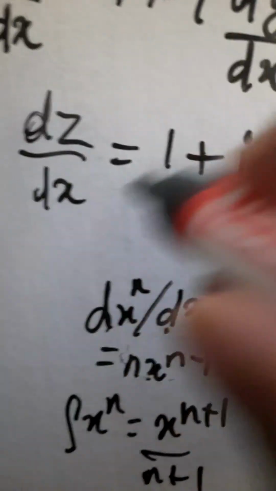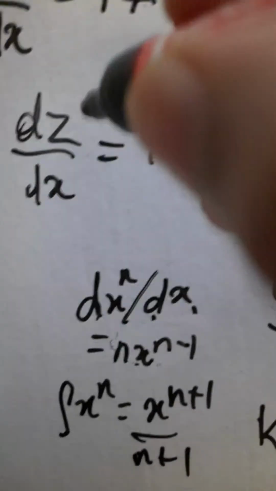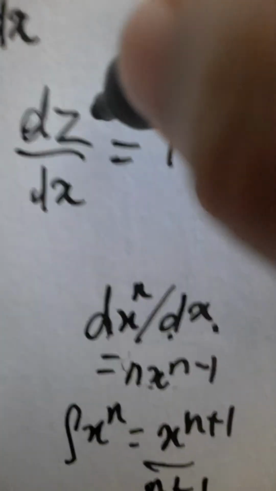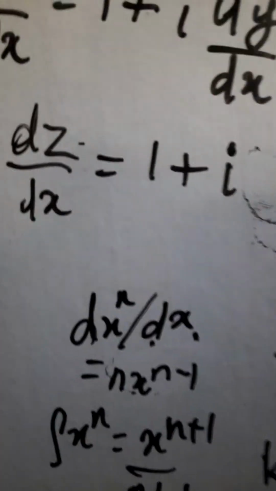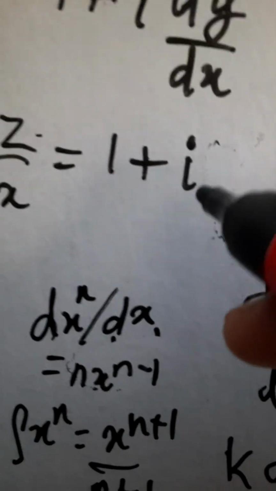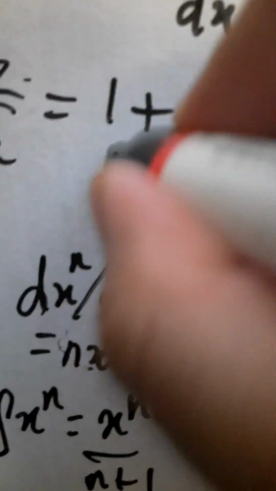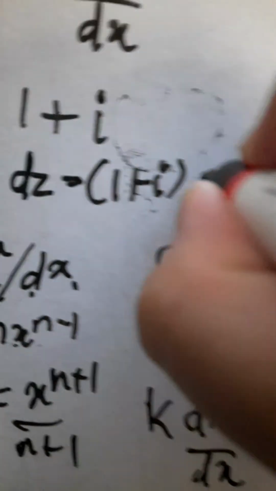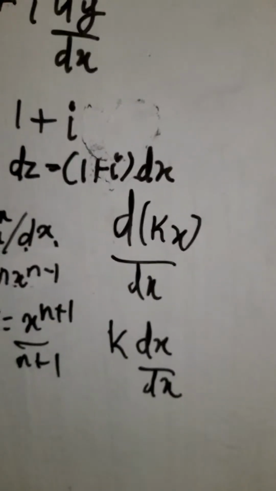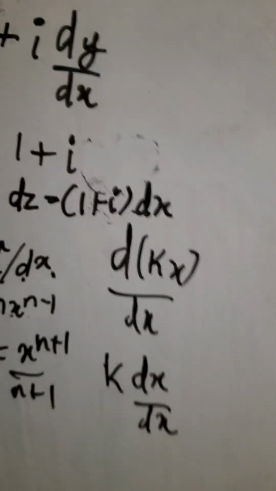Now this dx goes here. This is in division. This would go here in multiplication, because this can't be differentiated. Because this is a different variable, z is a different variable, x is a different variable. So we can't differentiate that. We are just finding what it would be equal to. And we found this, okay. So dz equal to 1 plus i, whole bracket, into dx. And this is what we found, okay.